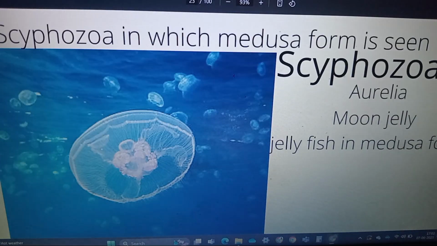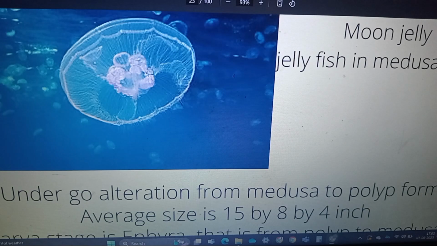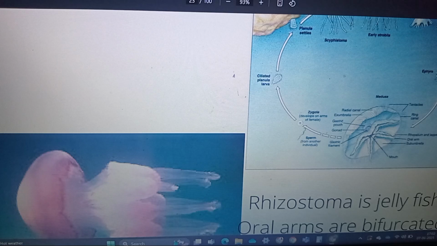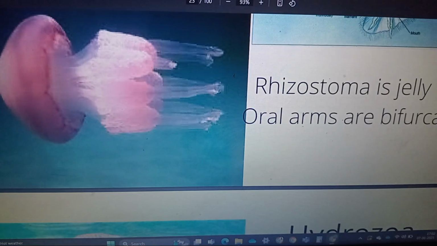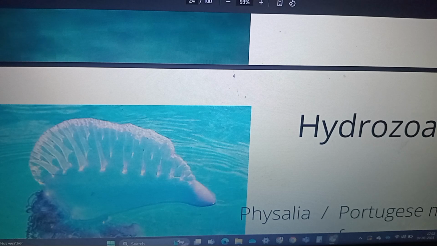Second form of the coelenterata is the medusa form. Example is this jellyfish, the Aurelia, which is umbrella shaped. They have the mouth facing downward and radial symmetry. The jellyfish is the example of the medusa form.